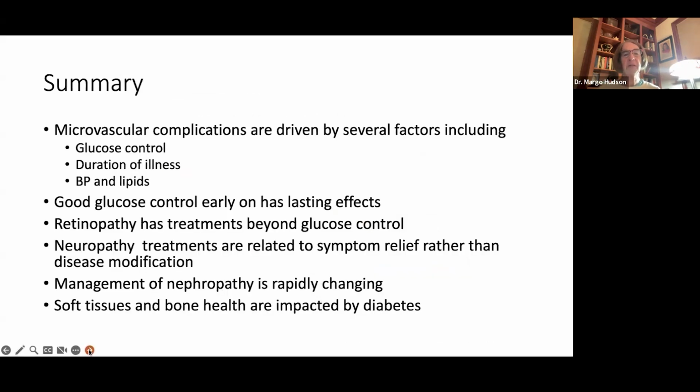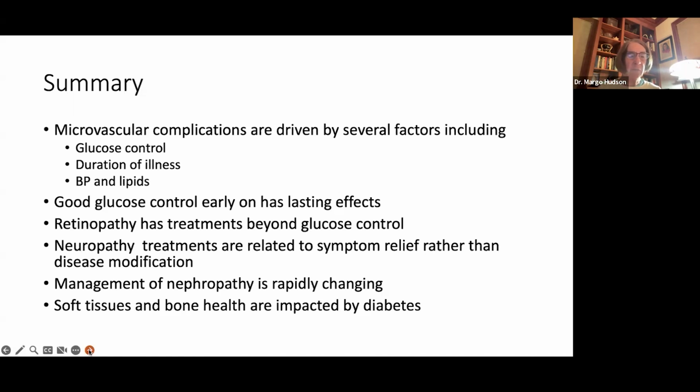So in summary, microvascular complications are driven by several factors, including glucose control, duration of illness, and blood pressure and lipids. Good glucose control early on in disease has lasting effects. Retinopathy has treatments beyond glucose control, meaning blood pressure, lipids, and laser and VEGF. Neuropathy treatments are unfortunately related mostly to symptom relief rather than disease modification. Management of nephropathy is certainly rapidly changing. I can almost change my slides every week. There's something new that comes out.